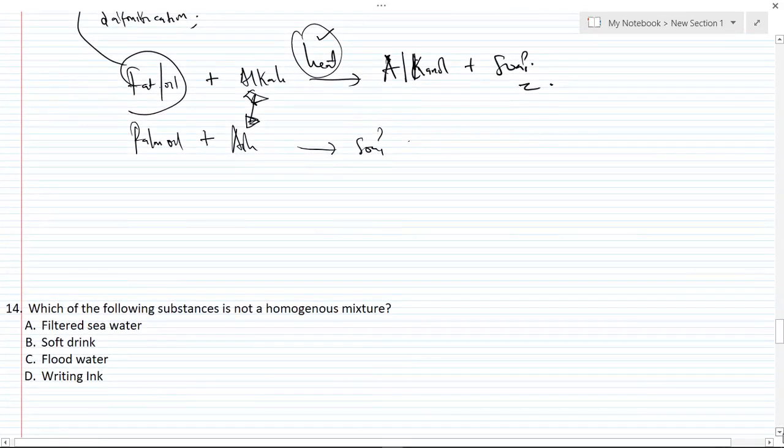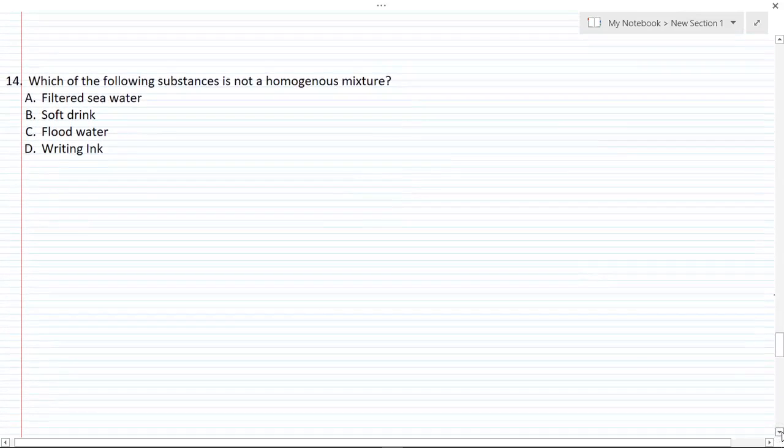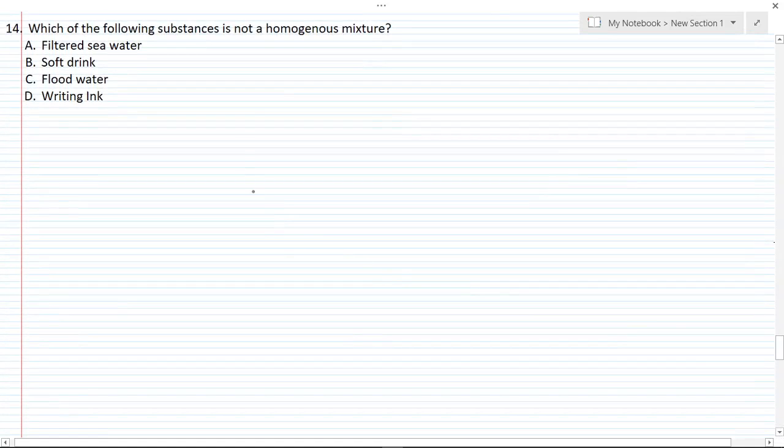Moving on, question 14. Oh, an easy one. Ideally there are some questions that you don't have to spend more than 10 seconds on, and this is a typical example. Which of the following substances is not a homogeneous mixture? So what exactly is a homogeneous mixture?